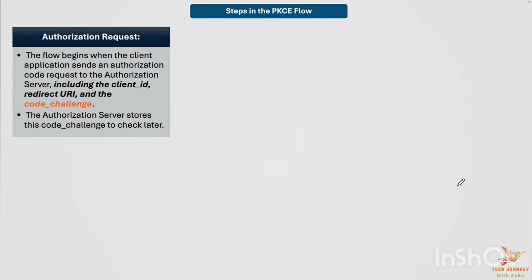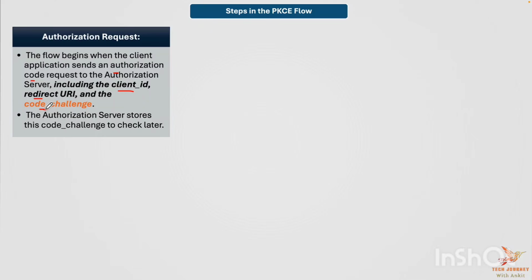So the very first step under the PKCE flow always begins where the client application sends the authorization code request to the authorization server. In the authorization code request, they include three things. First is the client ID. Second one is the redirect URI. And the third one is the code challenge. Code challenge, we just discussed. Client ID is something we already discussed in our past session. And the redirect URI we also discussed. It is more like a callback URL.